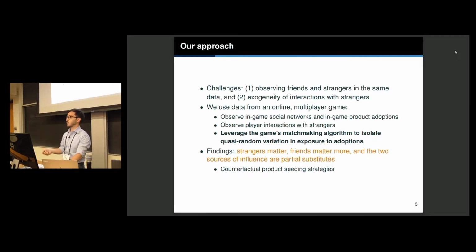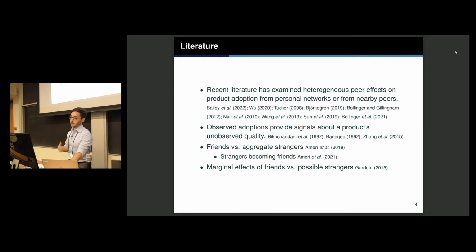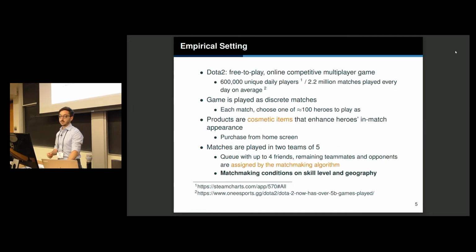Could seeding to strangers, or seeding to people who would influence a lot of strangers because maybe they're very active in the network, do the heavy lifting of leading to greater diffusion? There's a lot of literature on this. Suffice to say, this paper has a niche in how it's looking at things.